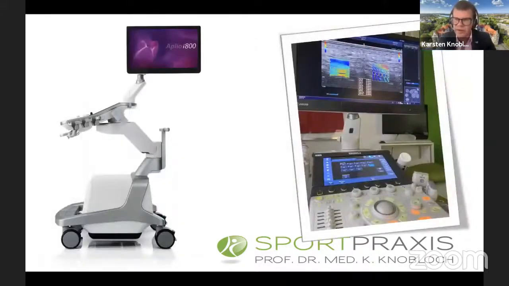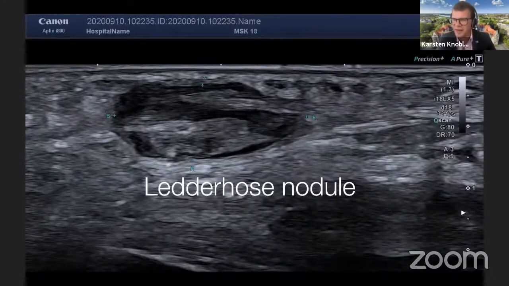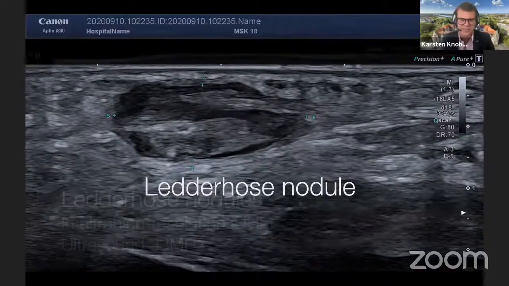And in November last year, I presented myself a novel ultrasound, a very sophisticated Canon machine. And that's what I can now see with my novel machine. So this is a Lederhose nodule. And you see, this is not only a nodule, but within the nodule, with an 18 hertz, so 1.8 megahertz probe, you see structural changes in echogenicity.